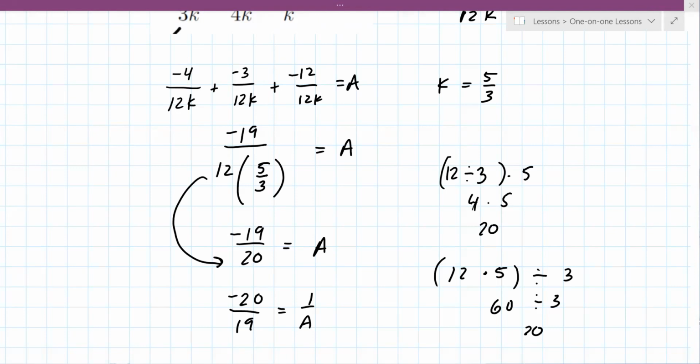Wait, you need a common denominator to multiply, right? Or is it only to fractions? Just to add or subtract the fractions, you need a common denominator. Okay.